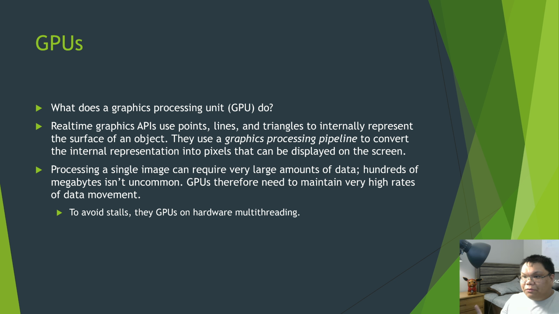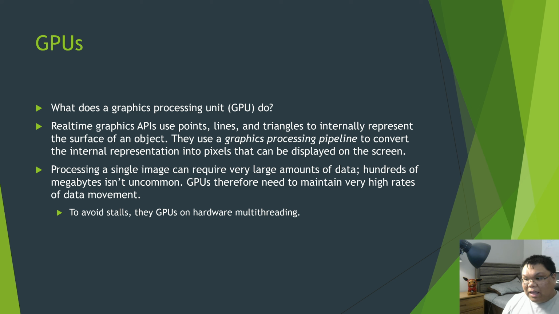There's also another piece of hardware called a GPU. What's a GPU do? A GPU is a multi-core processor for displaying graphics on your screen. Graphics APIs typically use points, lines, and triangles to represent the surface of an object internally. And then a graphics processing pipeline converts that representation into something that can be displayed on a screen.